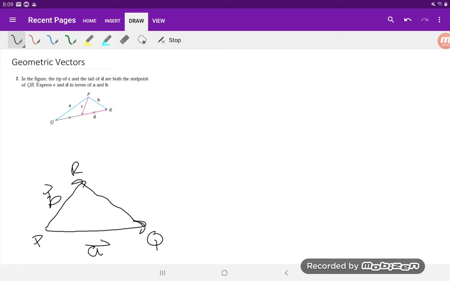And vector C goes from point P to that line, like so. This is vector C. And vector D starts where C hits that line and goes to R. So D is over there.